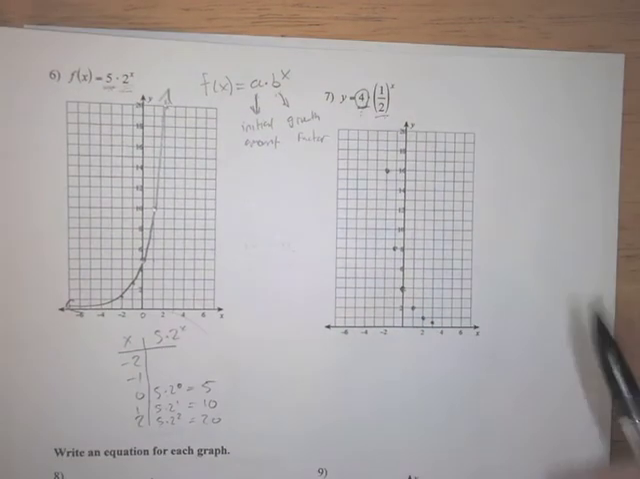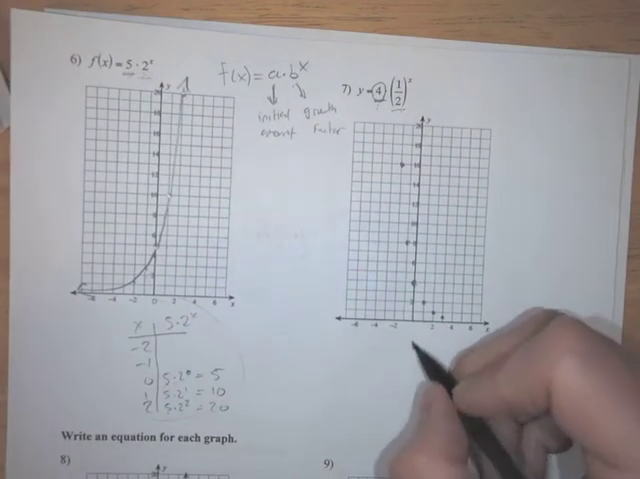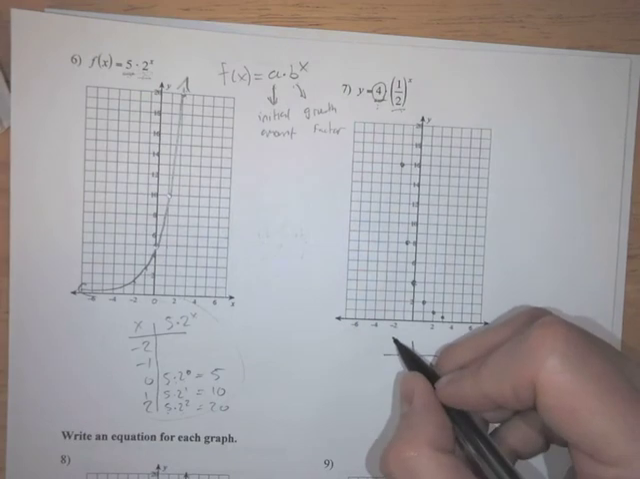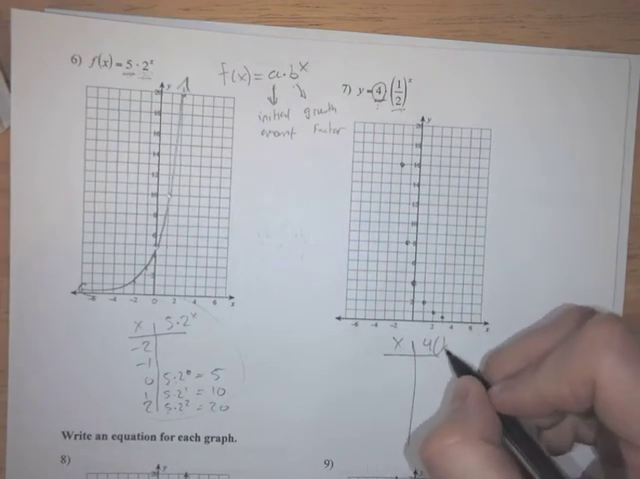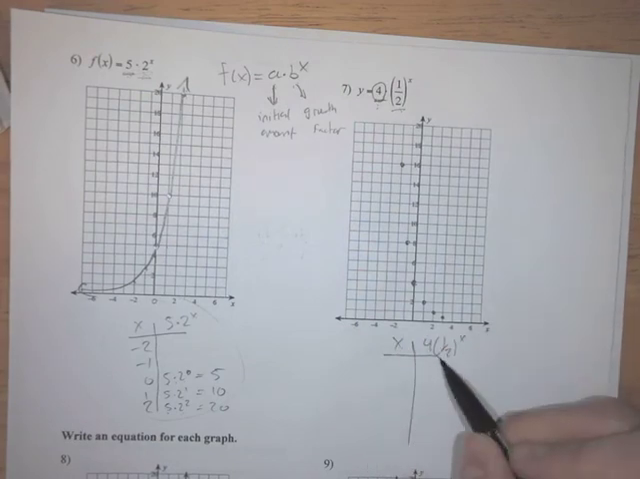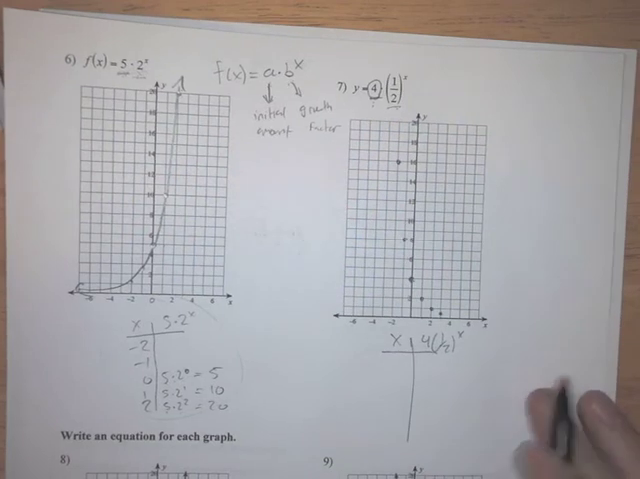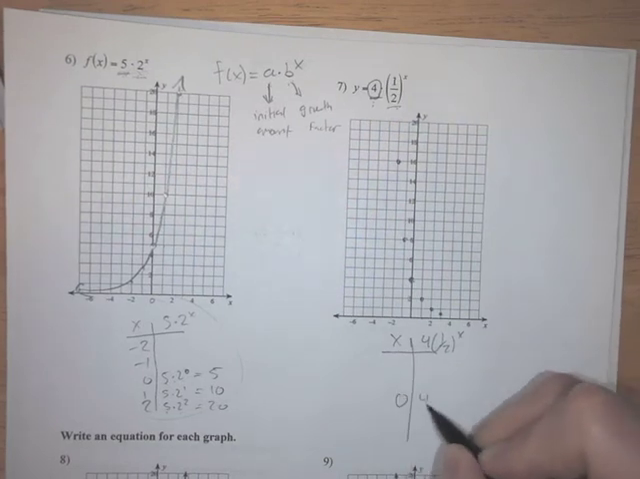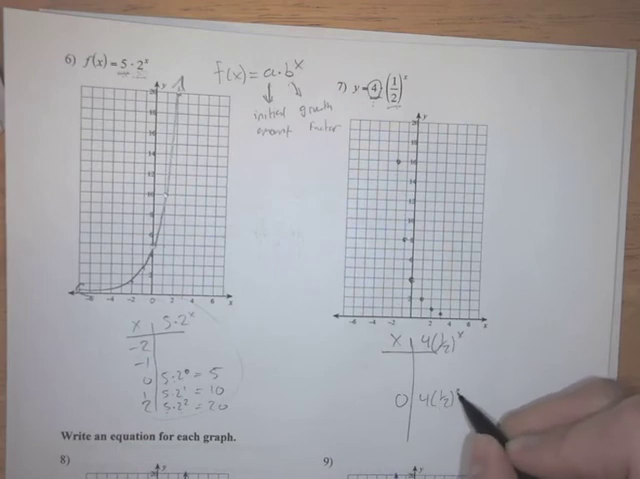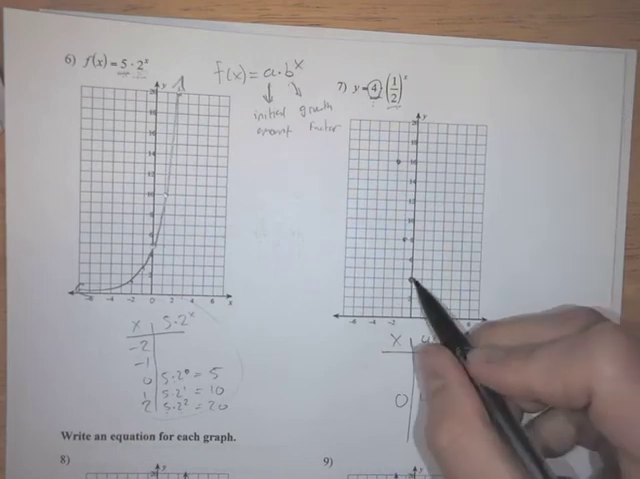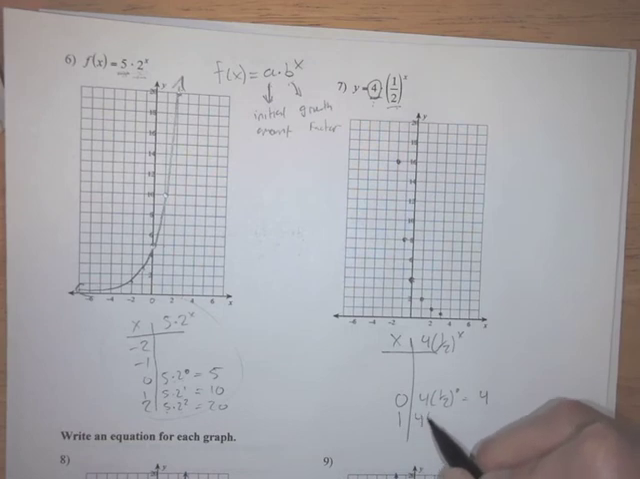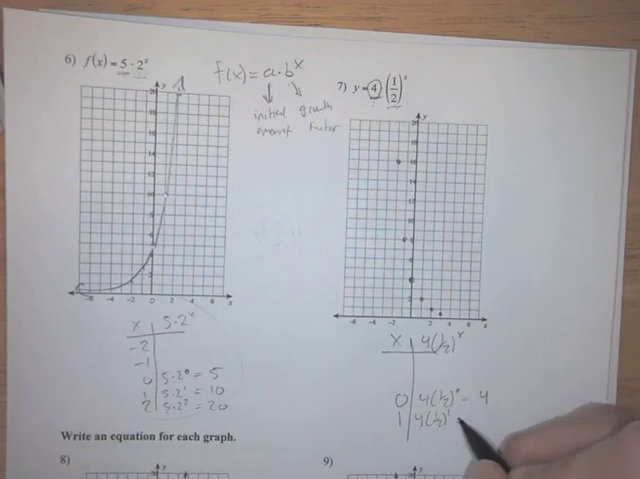Okay. So again, you could make a table for this if you wanted to. X, 4 times a half to the x power. Of course, you're going to have to deal with fractions and negative powers, but if you had 4 times a half to the 0, what's a half to the 0 power? It's 1, so this is going to give you 4. 0, 4, that's right. If you have 4 times 1 half to the 1 power, what's a half to the 1 power? It's a half. So 4 times a half is 2.